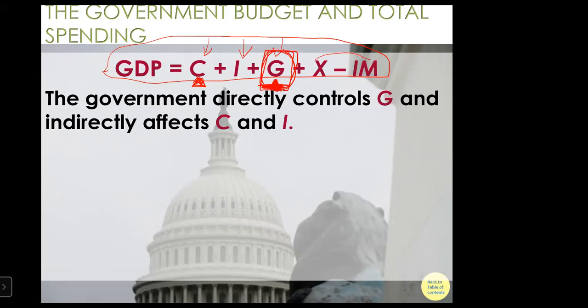So this is G. The government can directly control G. Now the government can indirectly control C and I. Why? Because the government can affect households' income through tax or through transfer, right? So that's going to affect consumption. And similarly, the government can affect investment by changing tax, right?